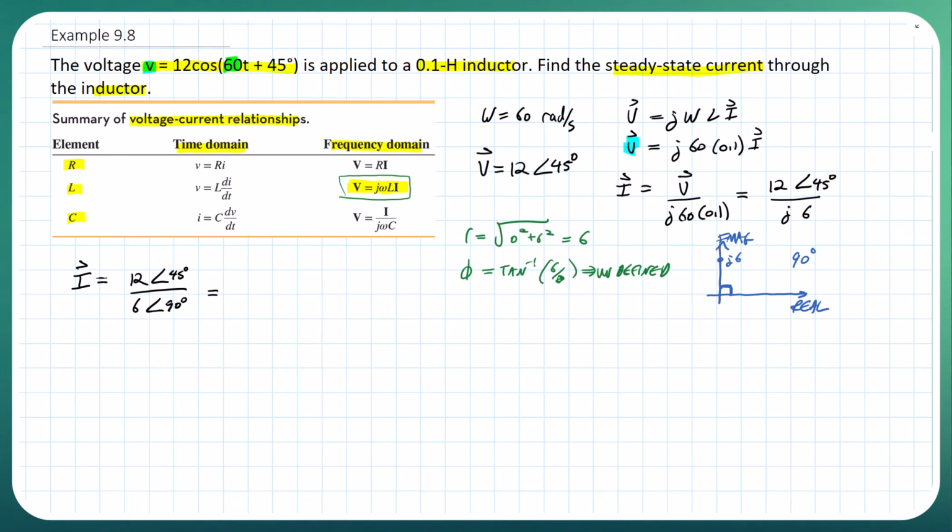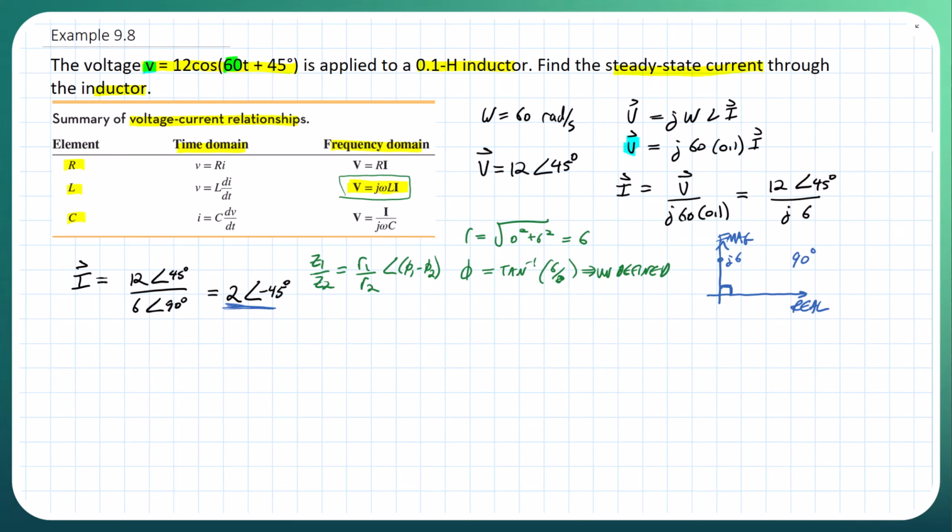And I'll put this on the side just so you can remember it. When we have Z1 over Z2, it's simply dividing the amplitudes, and to get the angle you subtract. So 12 divided by 6 gives us 2 at an angle of 45 degrees minus 90, which gives us minus 45 degrees. That's our answer in phasor or frequency domain.